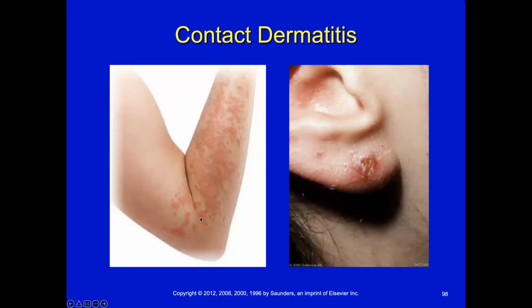So here you see contact dermatitis. This is probably due to exposure to poison ivy. You can see the type of rash. And here you see it looks like ulceration of the earlobe, probably caused by a nickel allergy in the jewelry that this person was wearing.